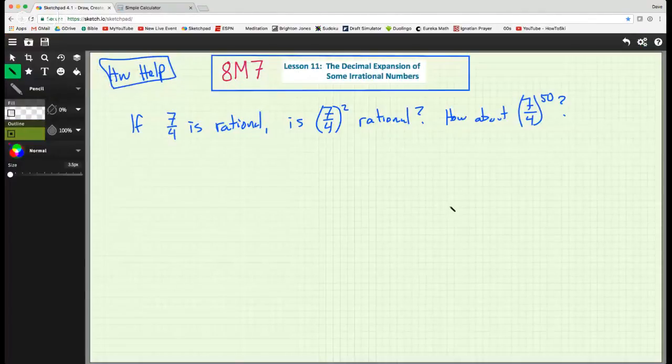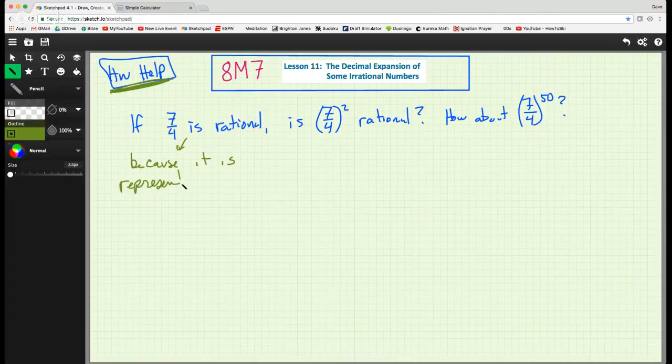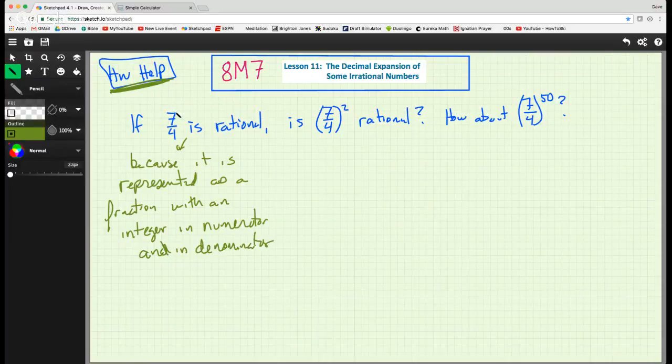Okay, now I'm just going to ask you a random question. 7/4 is rational. How do we know? And this is on your homework, so pay attention. 7/4 is rational, and that's because it is represented as a fraction with an integer in the numerator and in the denominator. Right? This is an integer and this is an integer. So by definition, this is rational.